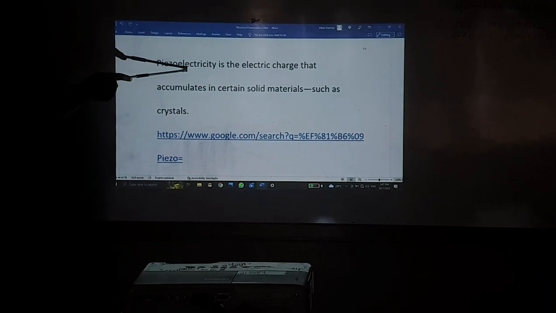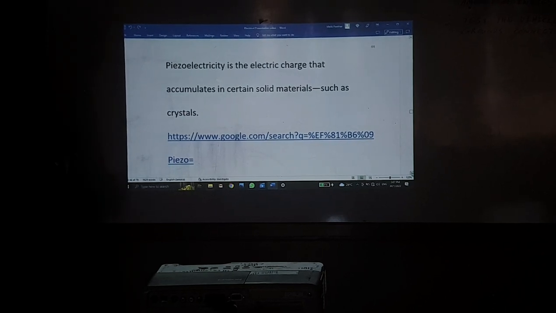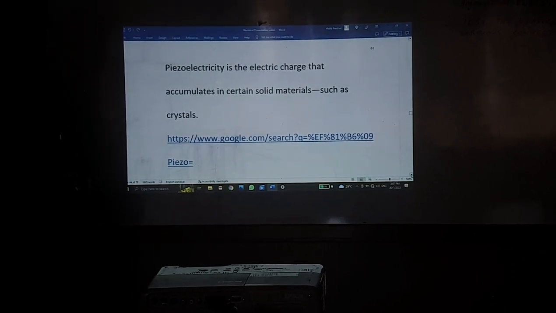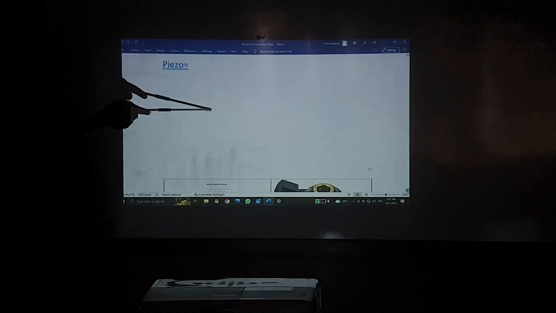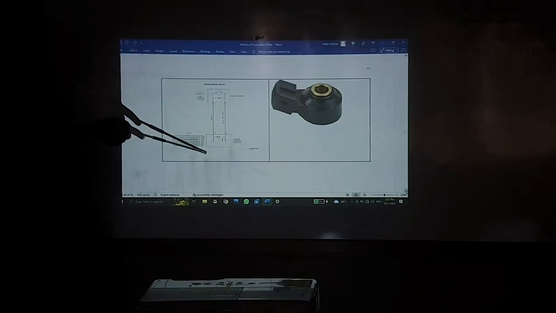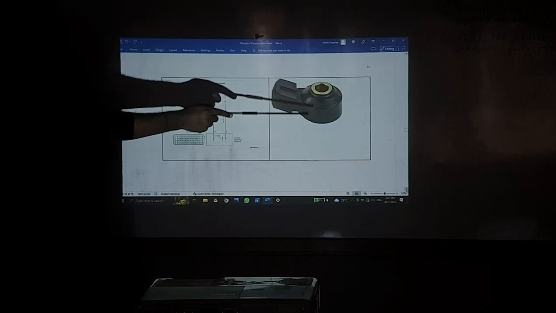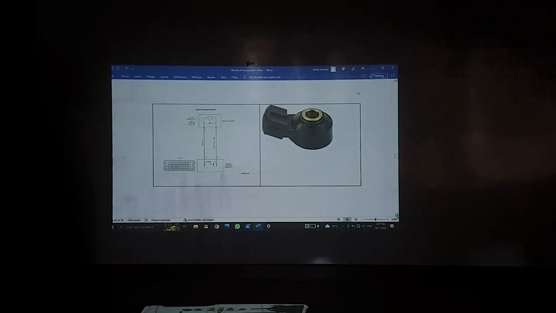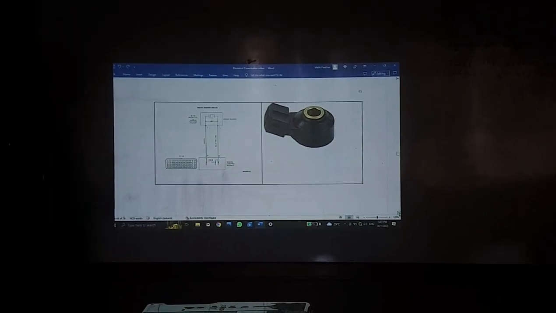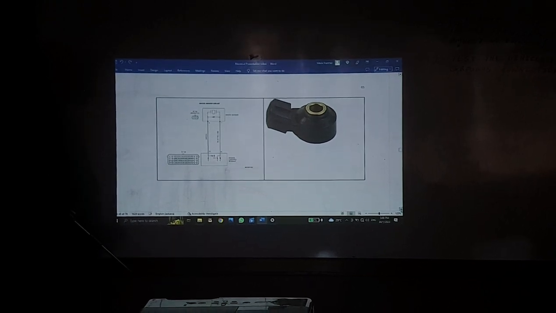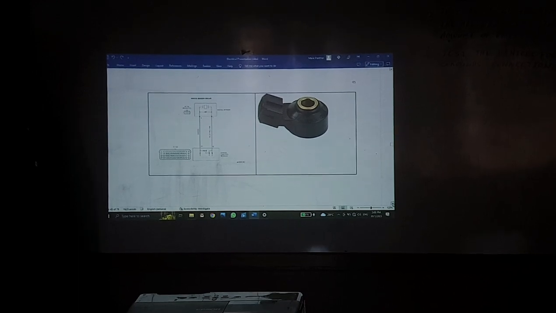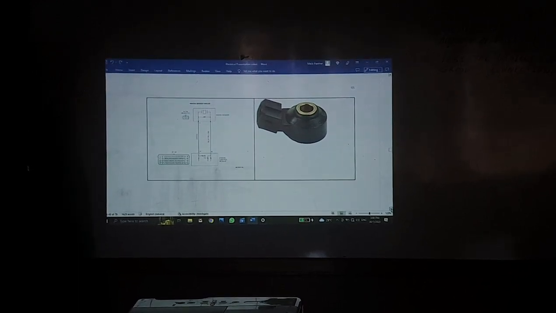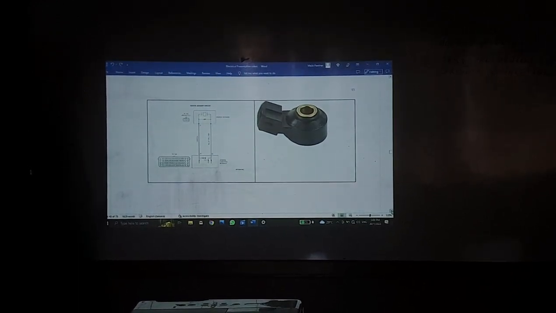Alright. Piezoelectric crystal is electronic charge that accumulates in certain solid materials such as crystal. This knock sensor right here, I showed you earlier on the TF two of them. This knock sensor is actually made of piezoelectric crystal, and piezoelectric crystal will be what we call semiconductor material.